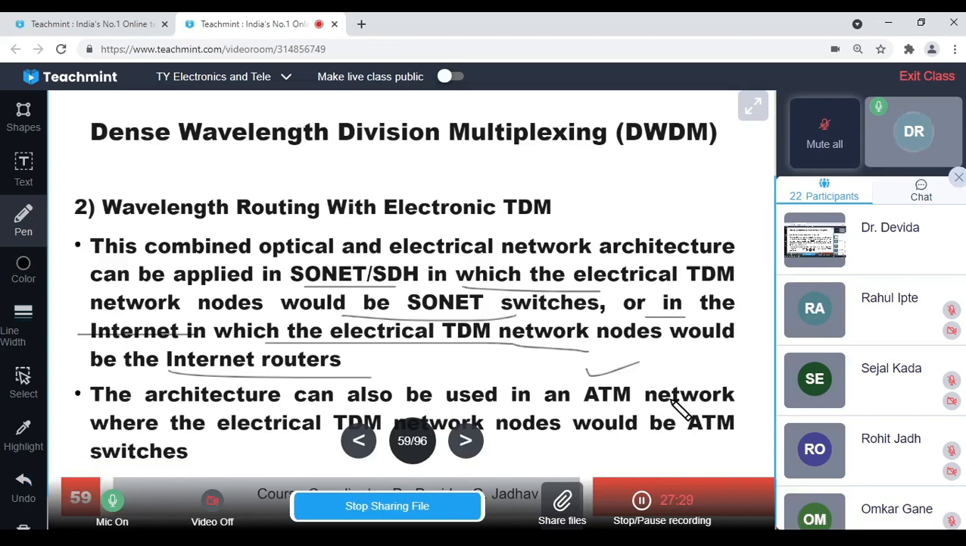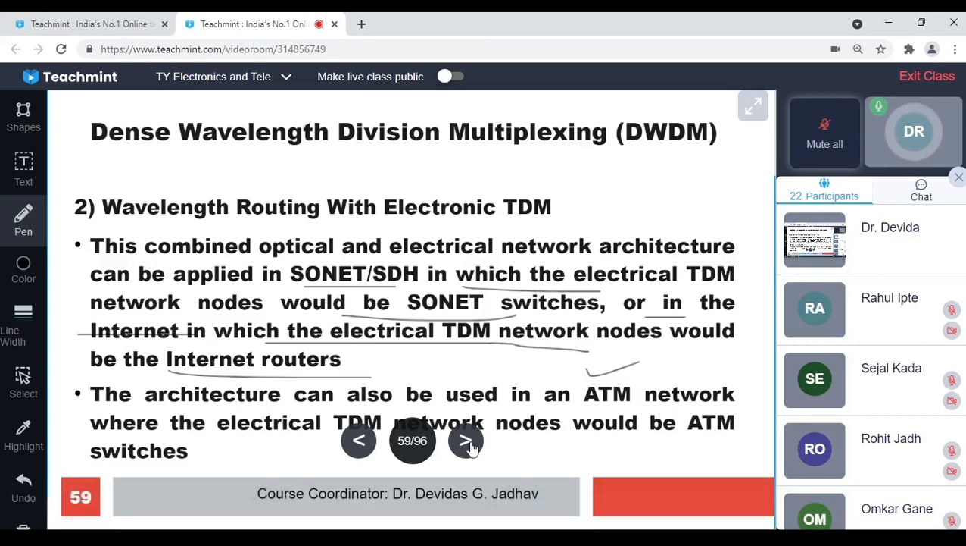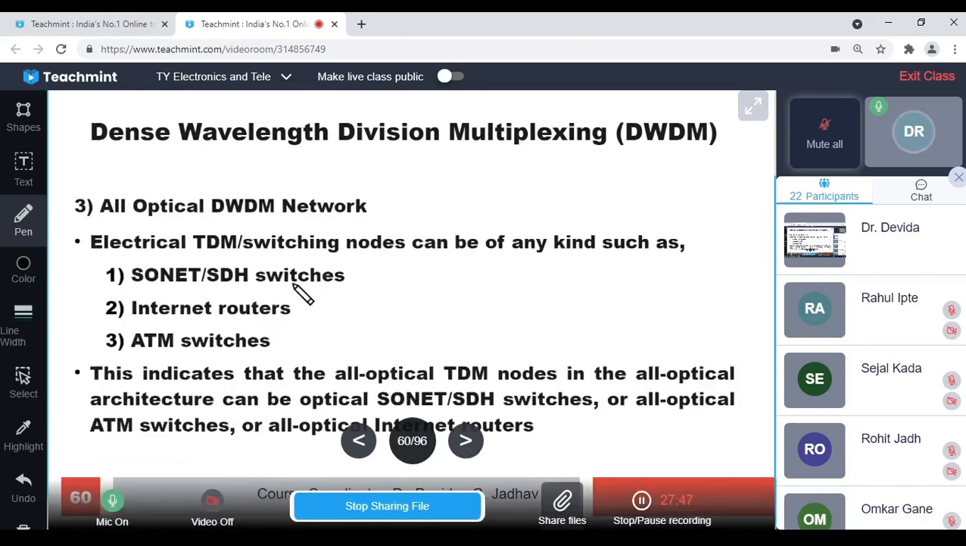So depending on which type of architecture is used, which type of data is used, the node will have that type of functioning. And as it is mixed node functioning, nodes can have conversion protocols. We have yesterday also discussed these things. So electrical TDM switching nodes can be of any kind: nodes can be SONET/SDH, or internet routers, or ATM switches.